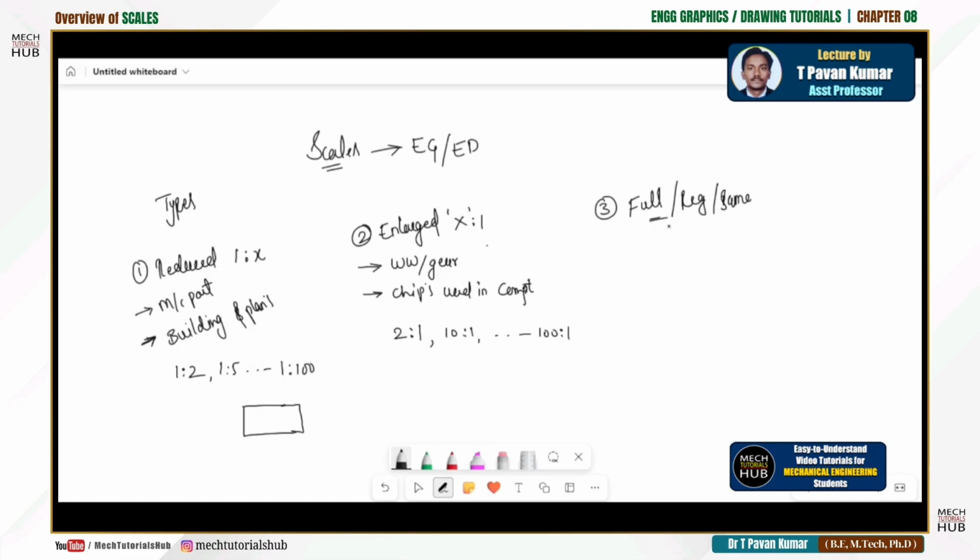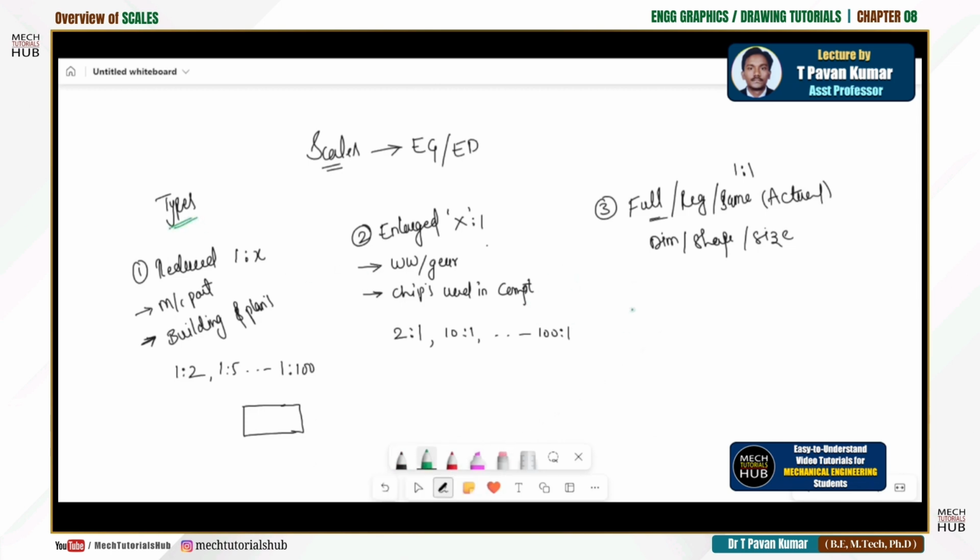Similarly, the third one is full scale, which means whatever the dimensions, shape and size are given, it will fit the size of the paper. There is no problem showing it on a sheet of paper at the actual dimensions, nothing but actual dimensions. In such a case I call it 1:1. So we are not going to reduce or increase the dimensions. These are the 3 types of scales.